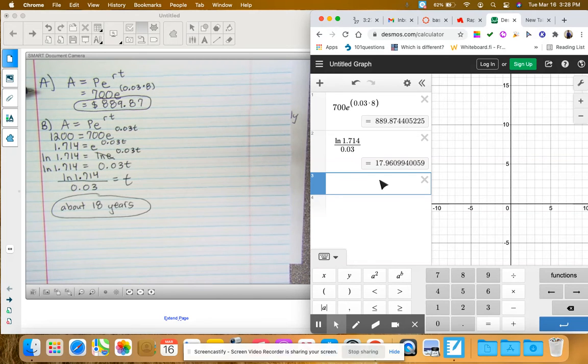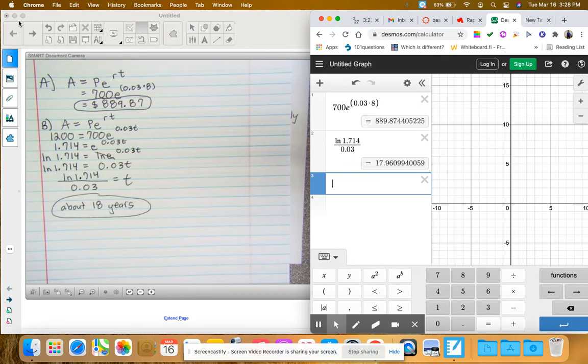So the first one gave us everything on the right-hand side of my equation, so I could just plug and chug there. This one gave me the amount that we were looking for, so we had to do a little bit more work. So if you see E, you take the natural log of both sides. If you start with a problem that has natural log, you're going to exponentiate both sides.